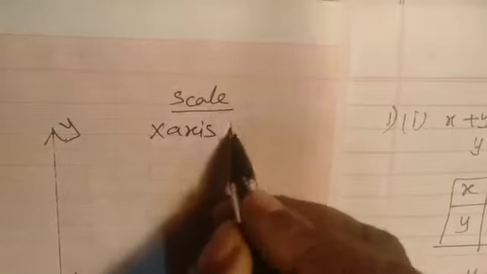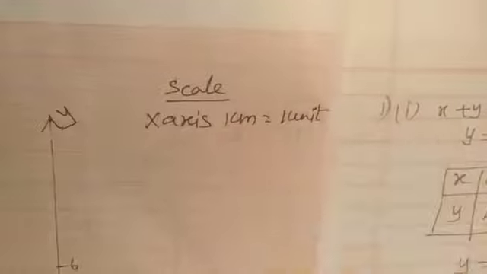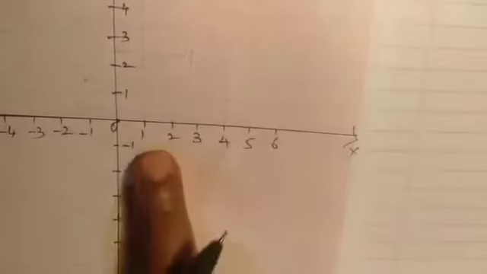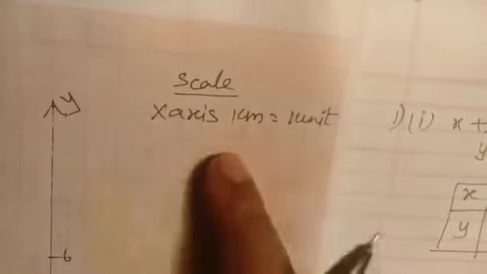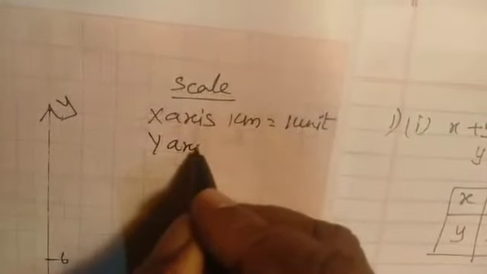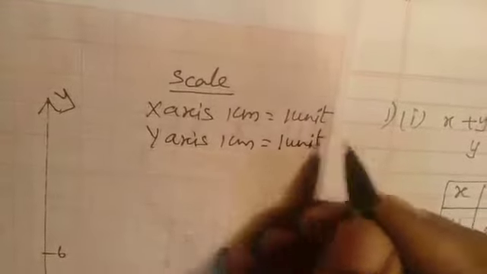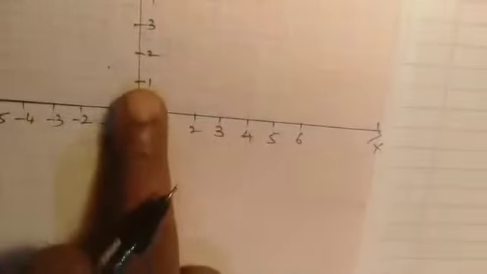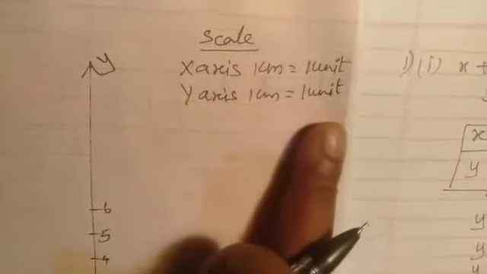So we have to write the scale also here. On the x axis, 1 centimeter equals 1 unit. We have taken 1, 2, 3 only here, that's why I have written 1 unit in this place. Same like that, on the y axis 1 centimeter equals 1 unit. In y also we have taken 1, 2, 3, minus 1. Write it: y axis 1 centimeter equals 1 unit.